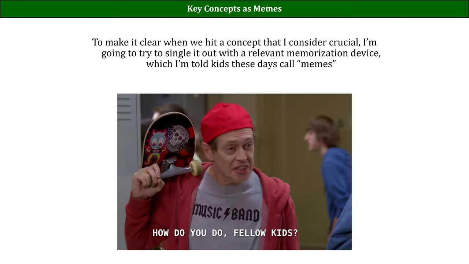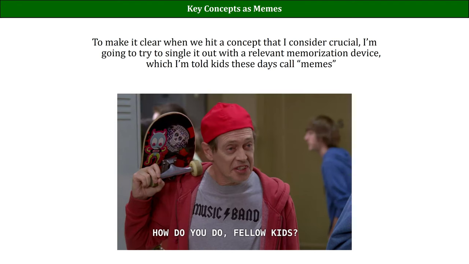I'll throw memes in occasionally if I see good chemistry memes around, if they happen to be relevant. I'm not going to pretend like they're always going to be the most, I don't understand memes these days. Memes have changed so much in the last 10 years. But does everybody know where the term meme comes from? It actually comes from evolutionary biology.